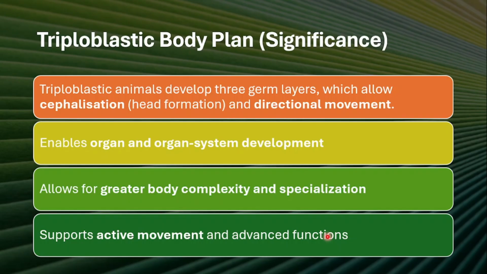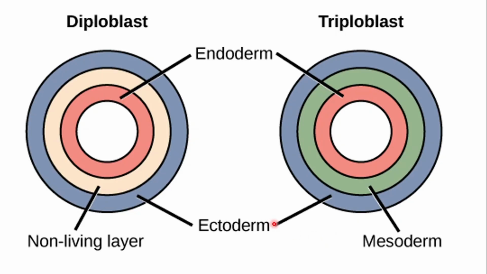So diploblastic only has 2 germ layers, and it's for more simple body organisms. And the triploblastic body plan, this is going to be more advanced, more specialized, right? And it has 3 germ layers. Okay, so let's look at this diagram. This is going to make it clear for you.